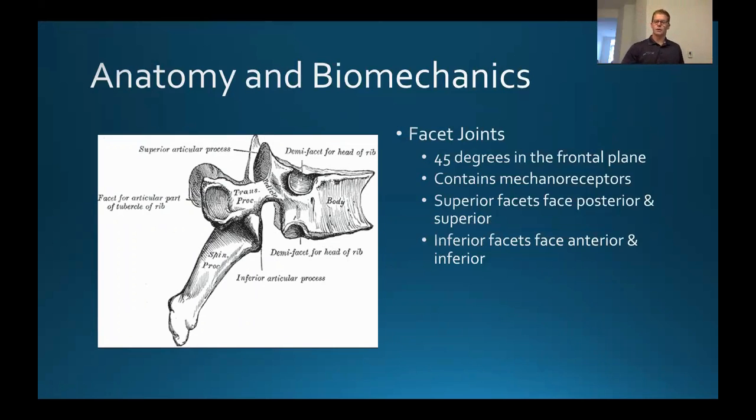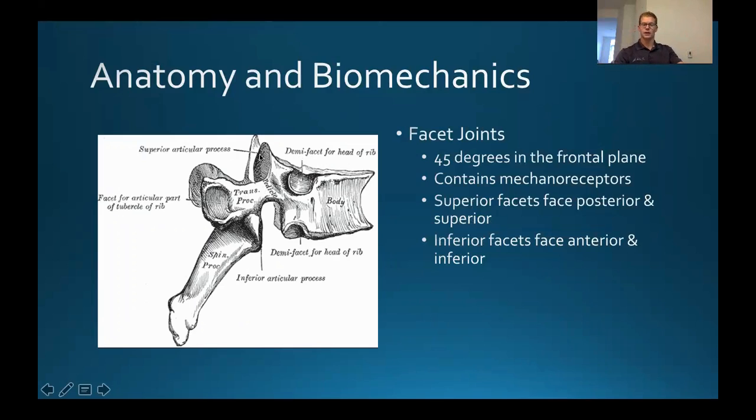From a side view, you can have a good vantage point of the facet joints. Now, when looking at this picture, where is this snapshot taken from? Is this cervical, thoracic, or lumbar? Well, based on several factors, I know that this is going to be a thoracic vertebrae. First of all, we can see the demifacets for rib heads, and we know the ribs are going to be in the thoracic spine. Also, you can see the sharp angulation of the facet joints.